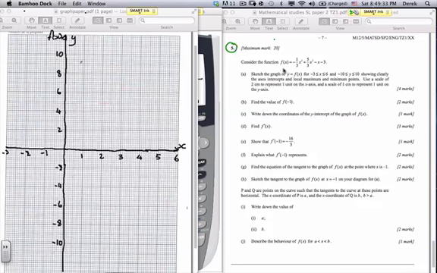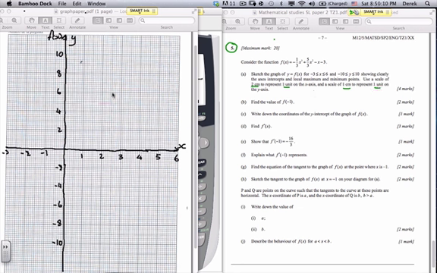Question 5. Consider the following function: f of x is equal to 1 over 3 x cubed plus 5 over 3 x squared minus x minus 3. And A, sketch the graph of y is equal to f of x for x from minus 3 to 6 and y from minus 10 to 10, showing clearly the axis intercepts and the local maximum and minimum points. Use a scale of 2 centimeters to represent 1 unit on the x-axis and 1 centimeter to represent 1 unit on the y-axis.